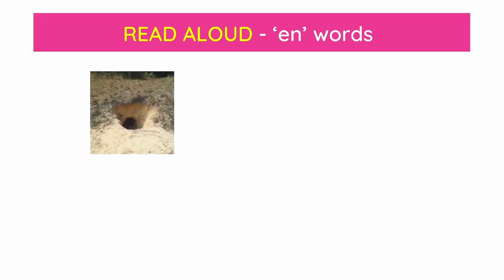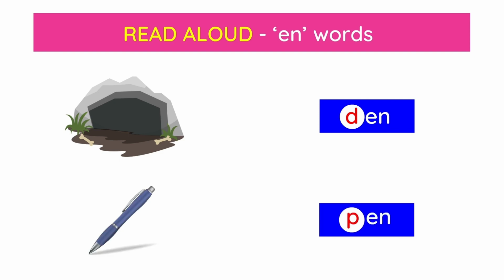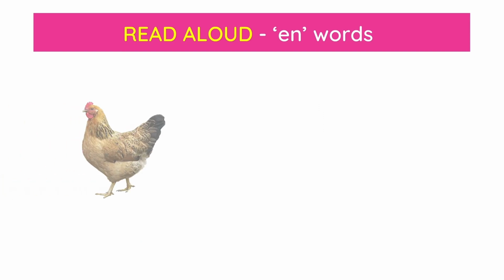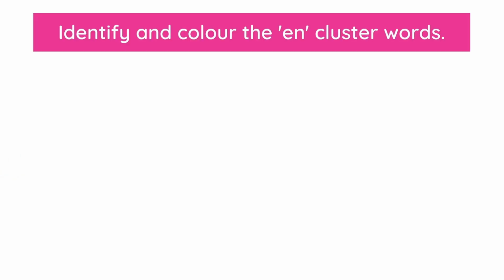Read aloud en words. D-E-N, den. P-E-N, pen. H-E-N, hen. Identify and color the N cluster words.